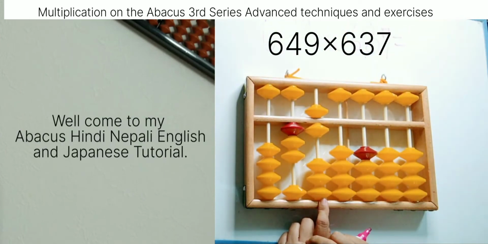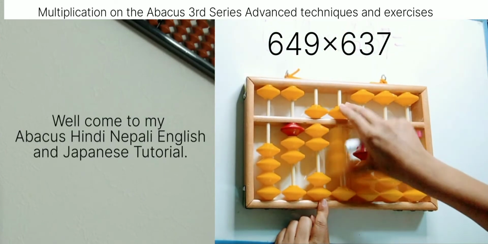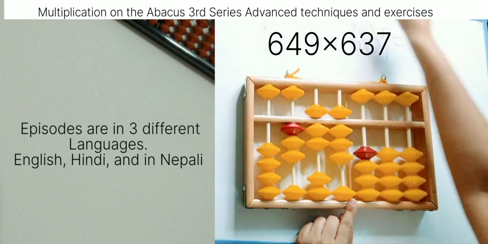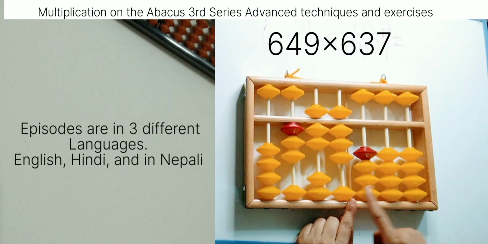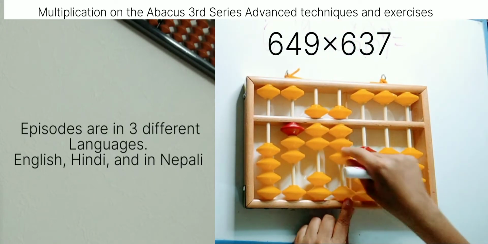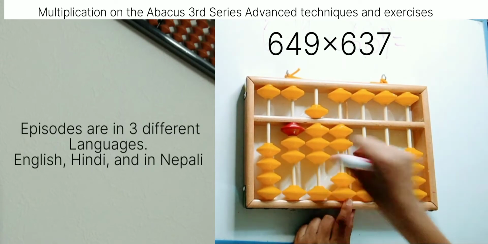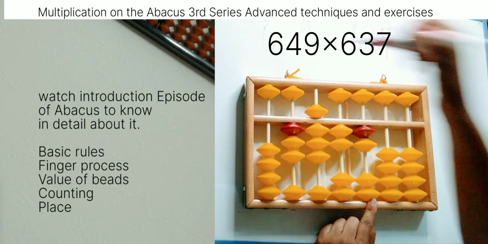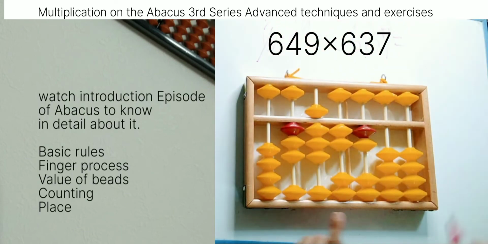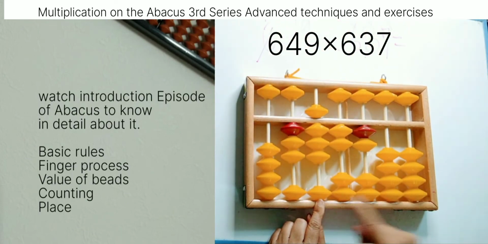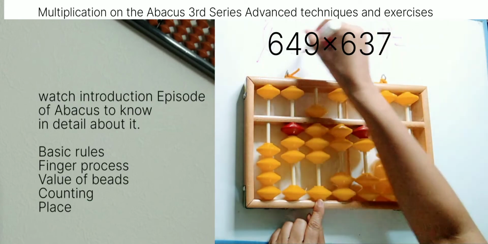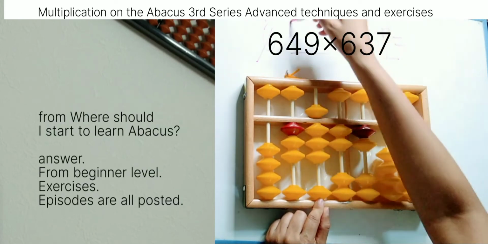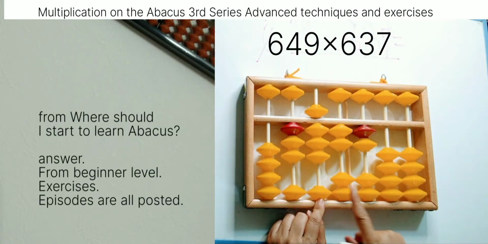6 3s are 18. Change. 6 7s are 42. To add 4 here, I am going to reduce this 6 and add this 1 and 2 here. Okay, change, and we finish this 6. For 4, we are going to start from this rod. 1, 2, 3, 4, 5. We have 5 digits. Okay, 4 6s are 24.